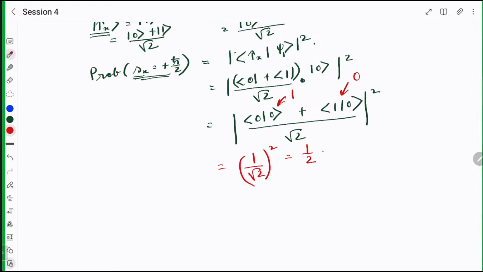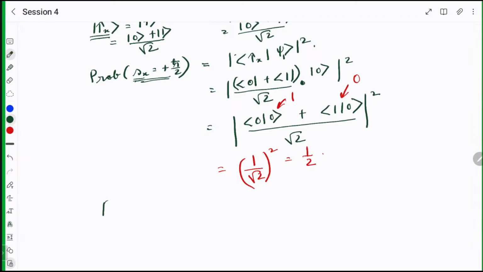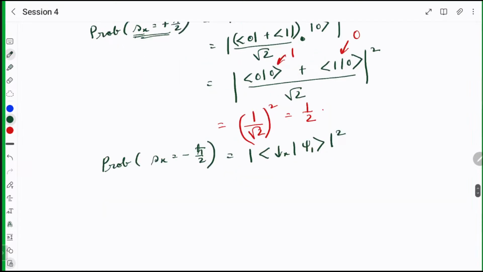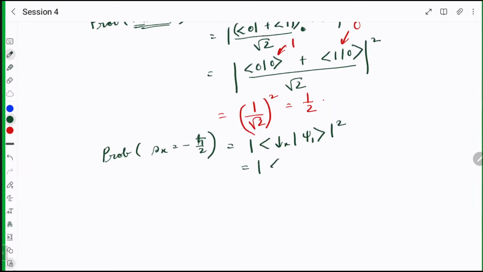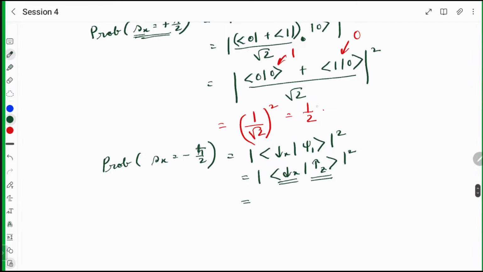All right. And you can also find in a similar way the probability of Sx minus h cross by 2, as the component of psi 1 along this down x, squared. So basically it measures the projection of up z along down x. We could go ahead and calculate this, but we know that the total probability is 1, so we know that this will be half.